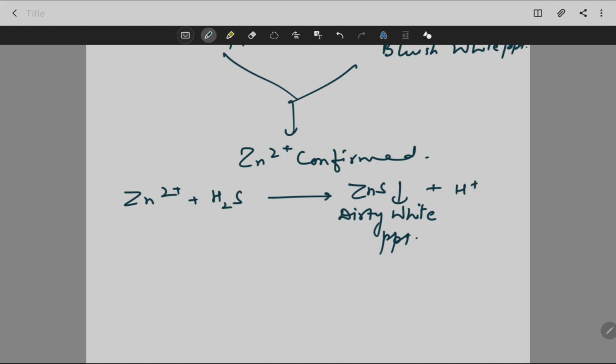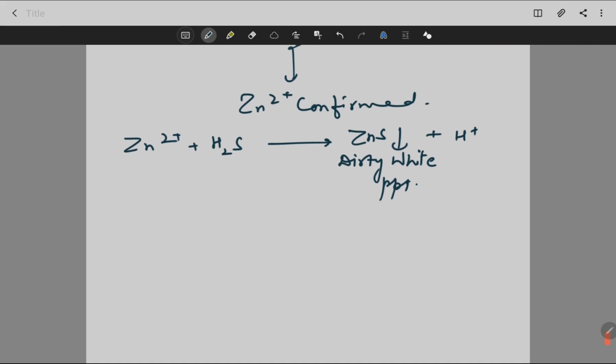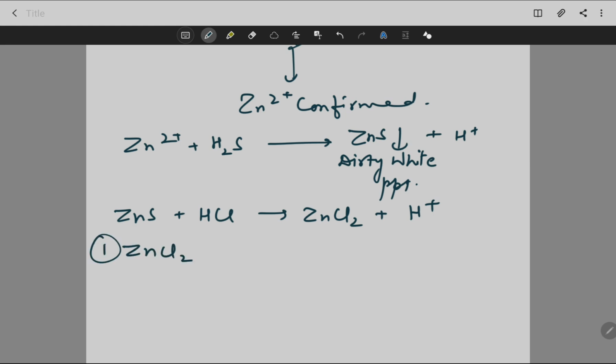Now, what about the confirmatory test? How are we performing this confirmatory test? We are dissolving zinc sulfide, the dirty white precipitate, in HCl. So that is how it will be converted to zinc chloride. Now to this zinc chloride, the first test is sodium hydroxide test. To this zinc chloride solution, we are adding sodium hydroxide solution and we will be getting zinc hydroxide. So the white precipitate we are getting now is because of the formation of zinc hydroxide plus NaCl.